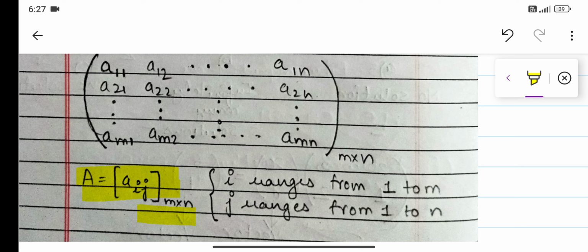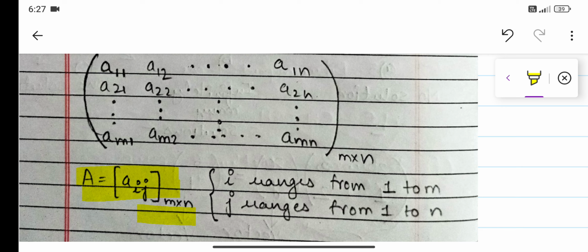Now i and j are the general representation for the element aij in the ith row and the jth column, where i ranges from 1 to m and j ranges from 1 to n. The number of rows is m and the number of columns is n, right?